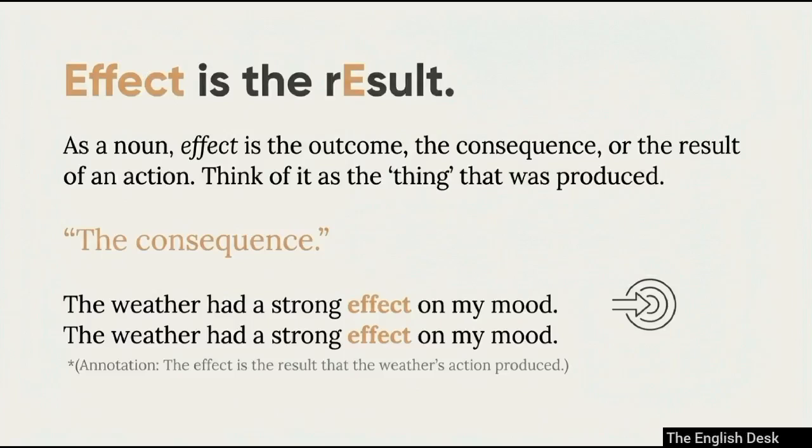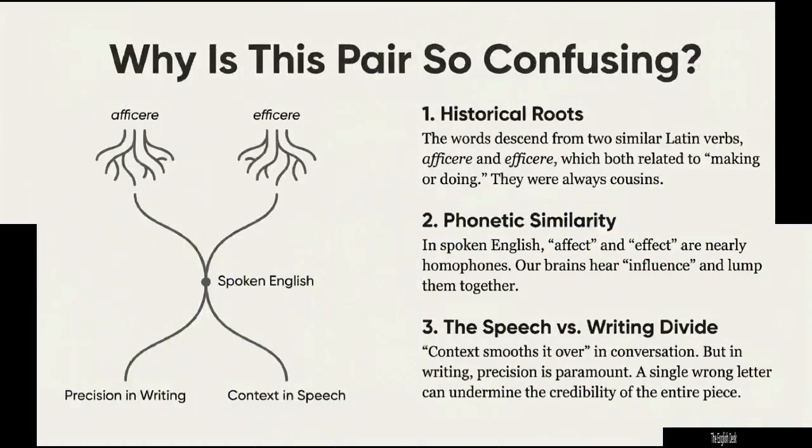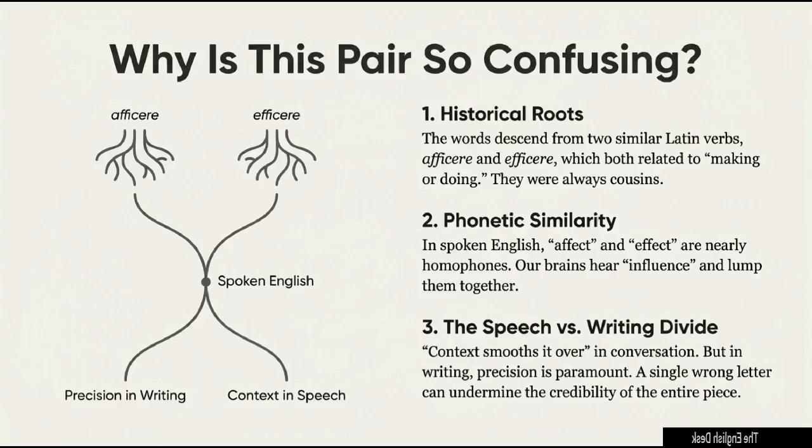But we both know that even really sharp writers get this wrong all the time. Why is this specific pair so sticky? Well, it's actually a fascinating story. The confusion is historical. It goes way back. Yeah, the sources trace them to two different Latin verbs, afficere and efficere. They both had this general idea of making or doing, but with slightly different flavors. So they were always close. They were always cousins. And when they moved into English, they started to sound more and more alike.